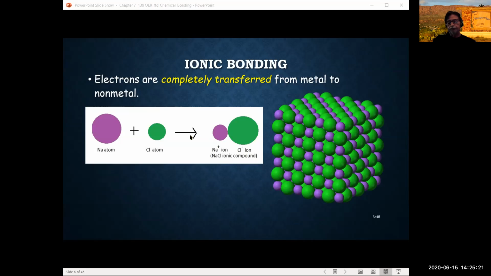This diagram here demonstrates the sodium atom and the chlorine atom combining to form what we now know as sodium chloride, the salt. Now look at the diameter. The sodium atom is much bigger than the sodium ion. Give this some thought.